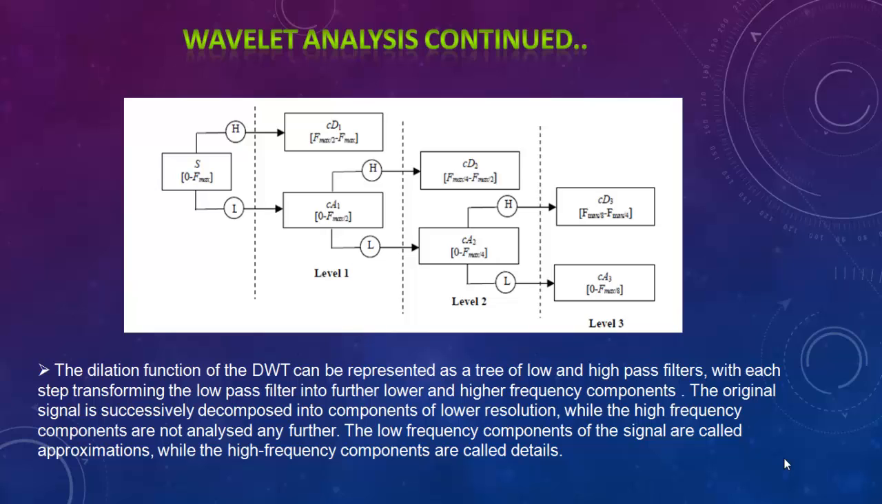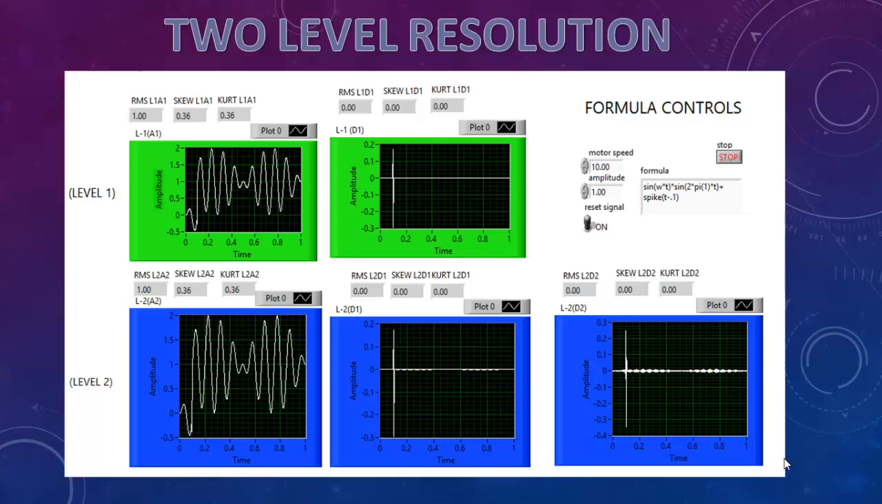The dilation function of the DWT was represented as a tree of low and high pass filters, with each step transforming the low pass filter into further low and higher frequency components. The original signal is successively decomposed into components of lower resolution, while the high frequency components are not analyzed any further. The low frequency components of signals are called approximation, while the high frequency components are called details. This is the two-level resolution.